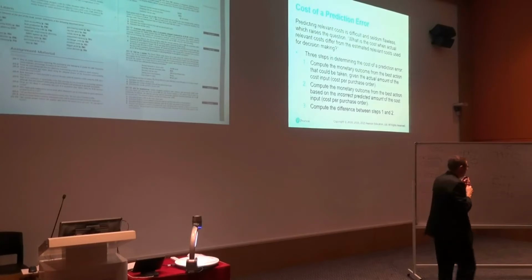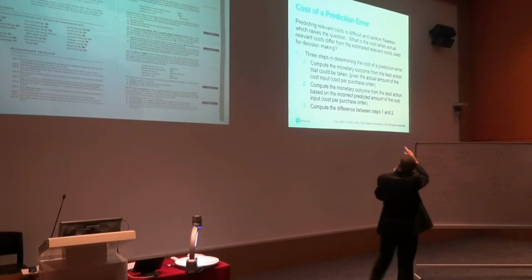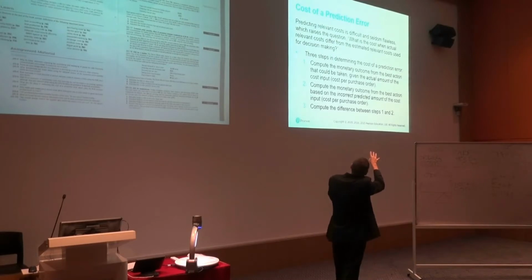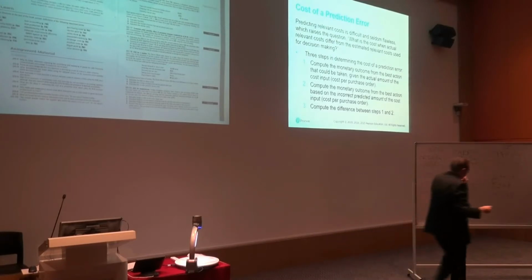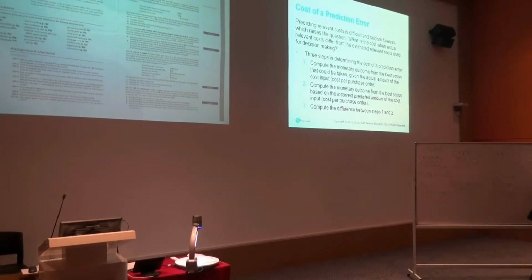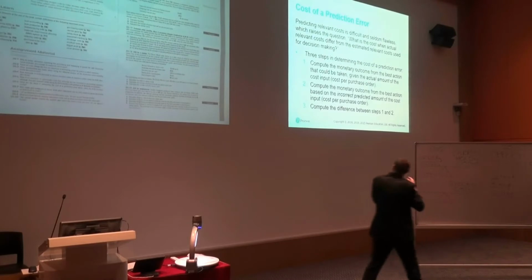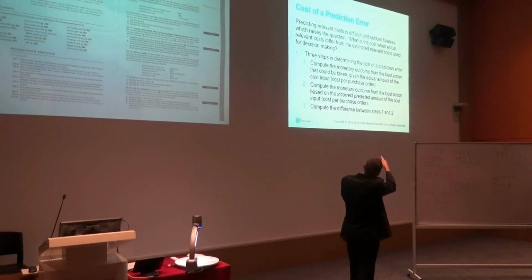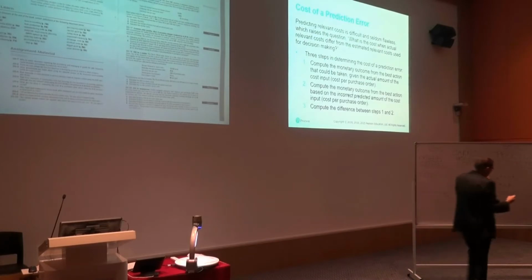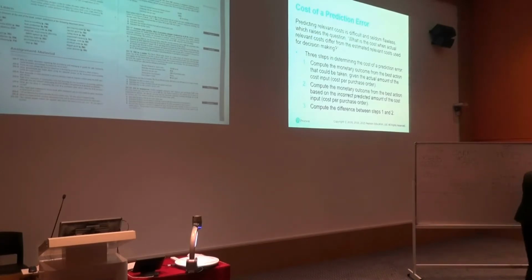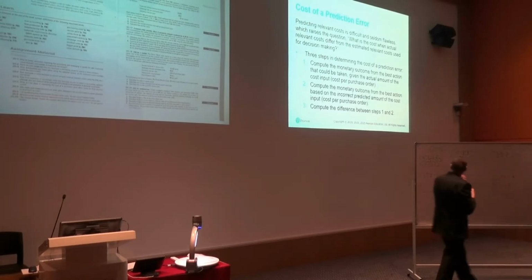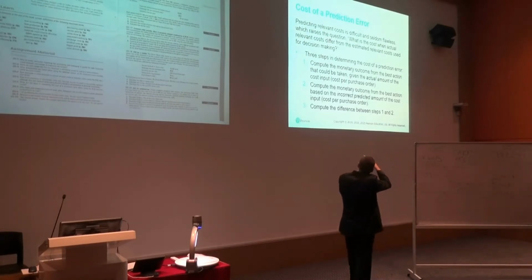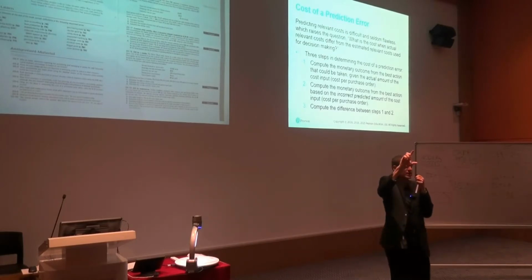Basically, in steps 1, 2, and 3, you compute the monetary outcome from the best action that could be taken. Then you compare it with the best action based on the incorrectly predicted amount. So if you incorrectly predicted here, you compare it with this cost here, or if you predicted here, you compare it with the cost result here. That's basically what steps 1, 2, and 3 are doing. Have a look at page 805 for that actual calculation.